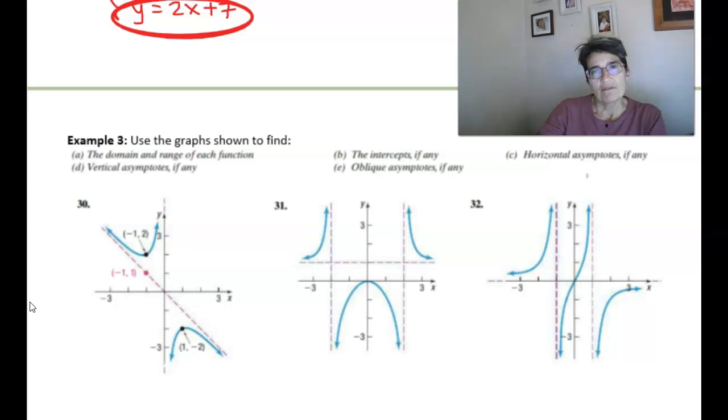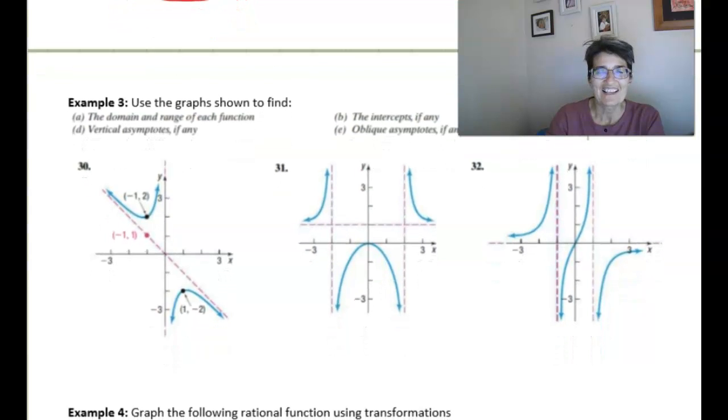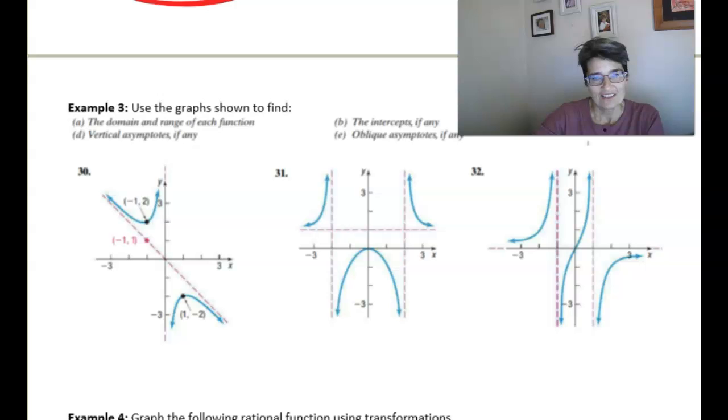In these, we want to look at each of the graphs that's shown. So it's like 3 different problems. We want to find the domain and the range for the function, any vertical asymptotes, any intercepts, any oblique asymptotes, any horizontal asymptotes, if there are any. All right, so let's look at 30. If I want to look at the domain, I see that there are no vertical asymptotes and there are no holes. So the domain is going to be all real numbers.